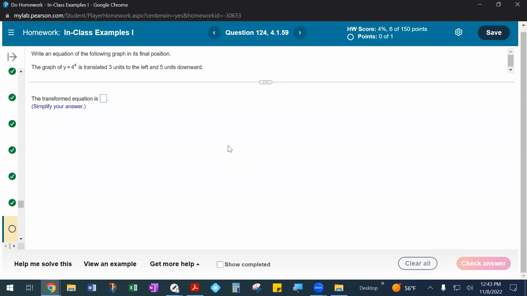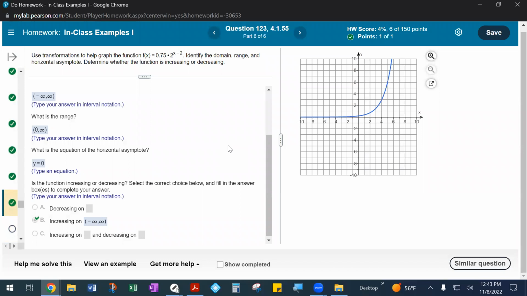Oh, did anybody have questions on that previous example? With the transformation, especially the graphing part? Actually, I have a question.